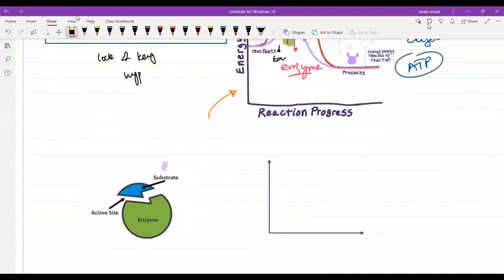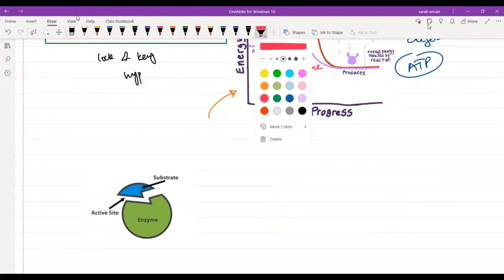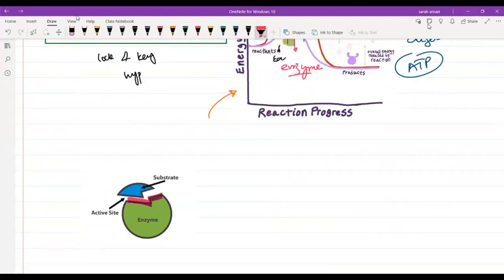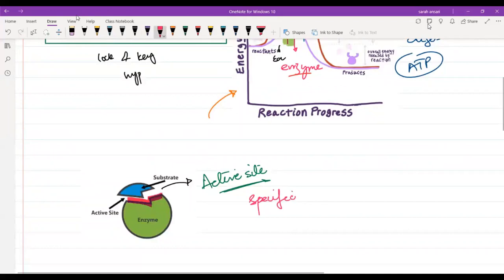But before we get on to the working mechanism of enzyme, let's talk about what this particular site is known as. This particular site where the substrate comes and binds to the enzyme is known as the active site of the enzyme. Now, active sites are very specific. When I say that active sites are very specific, this tells me that each and every enzyme is going to bind with a specific substrate.